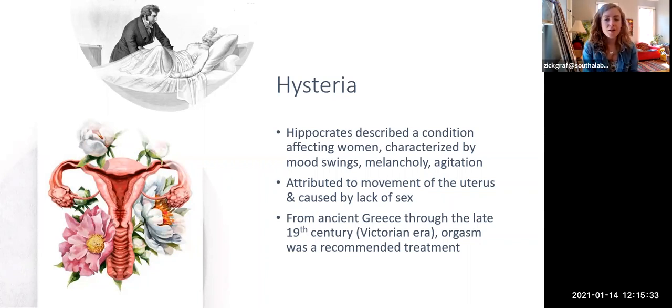So for a very long time, throughout the Middle Ages, starting with ancient Greek physicians and continuing into as late as the 19th century, there was a belief that a lot of mental health symptoms in women could be attributed to the uterus and to kind of female reproductive biology, and that maybe sex and orgasm were a treatment for those symptoms.